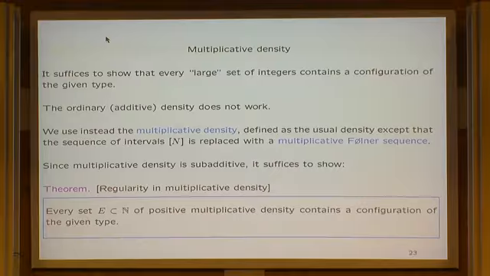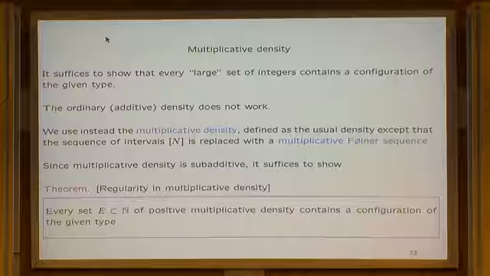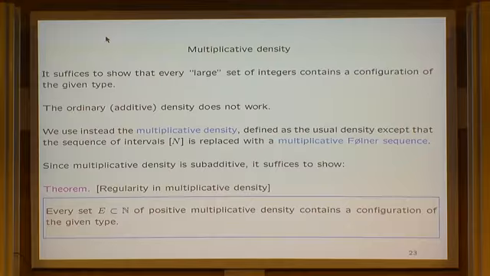I don't define it. Classical density of a set is defined by taking the intersection of the set with the interval 1 to n in the integers, dividing by n, and taking the limit when n goes to infinity. But here, instead of the interval 1 to n, we use some kind of multiplicative interval. So the divisors of factorial n or something, which is a multiplicative Følner sequence. It's a sequence that you can use to prove that the multiplicative natural numbers, the semigroup, is amenable.